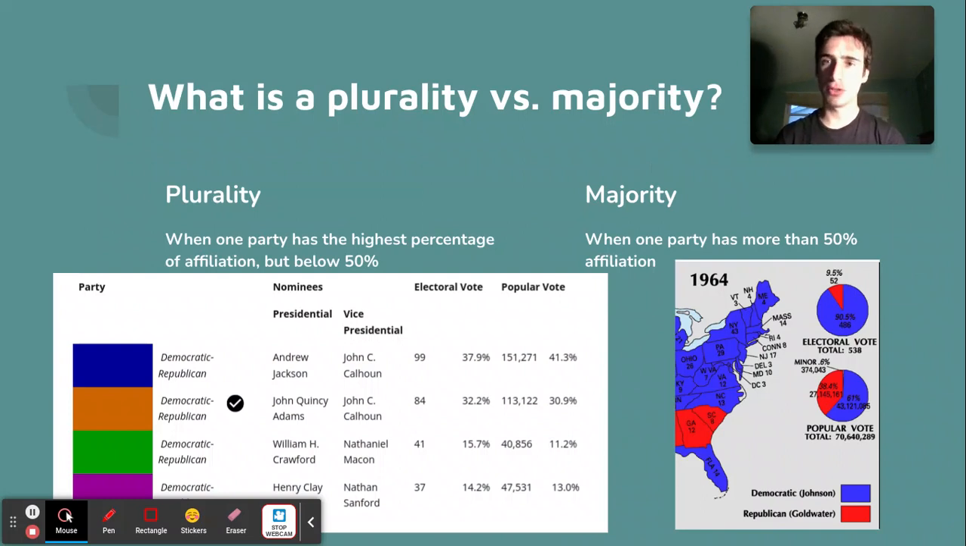What is a plurality versus a majority? Some people get these terms mixed up, so let me explain. A plurality happens when one party has the highest percentage of affiliation, but it's below 50%.